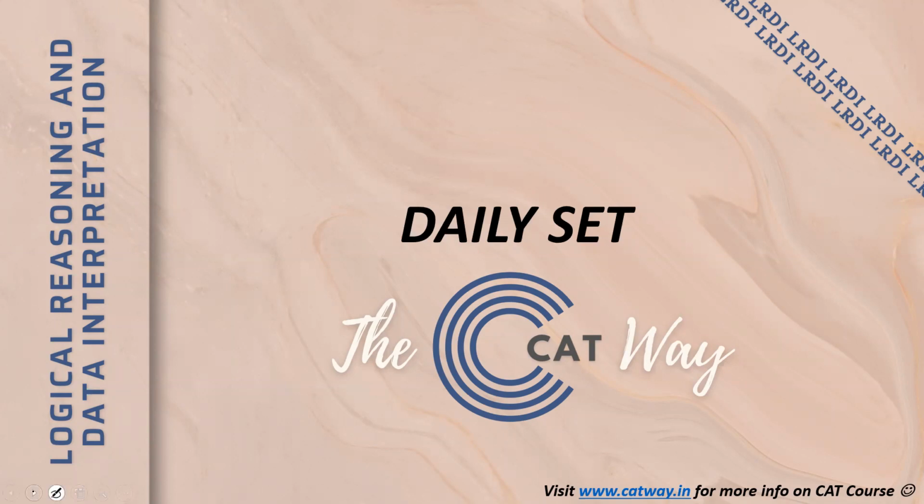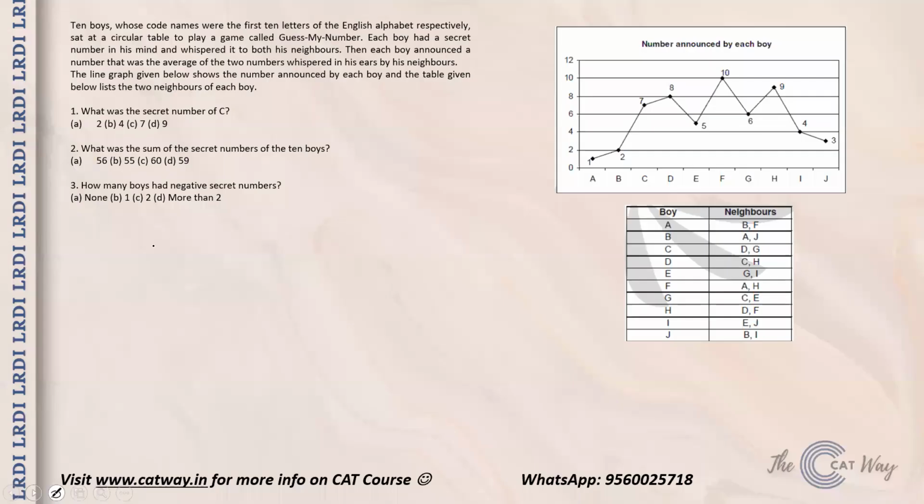Now let's move on to the set. Ten boys whose code names were the first 10 letters of the English alphabet, respectively, sat at a circular table to play a game called Guess My Number. Each boy had a secret number in his mind and whispered it to both his neighbors. Then each boy announced the number that was the average of the two numbers whispered in his ears by his neighbors. The line graph below shows the number announced by each boy, and the table given below lists the two neighbors.